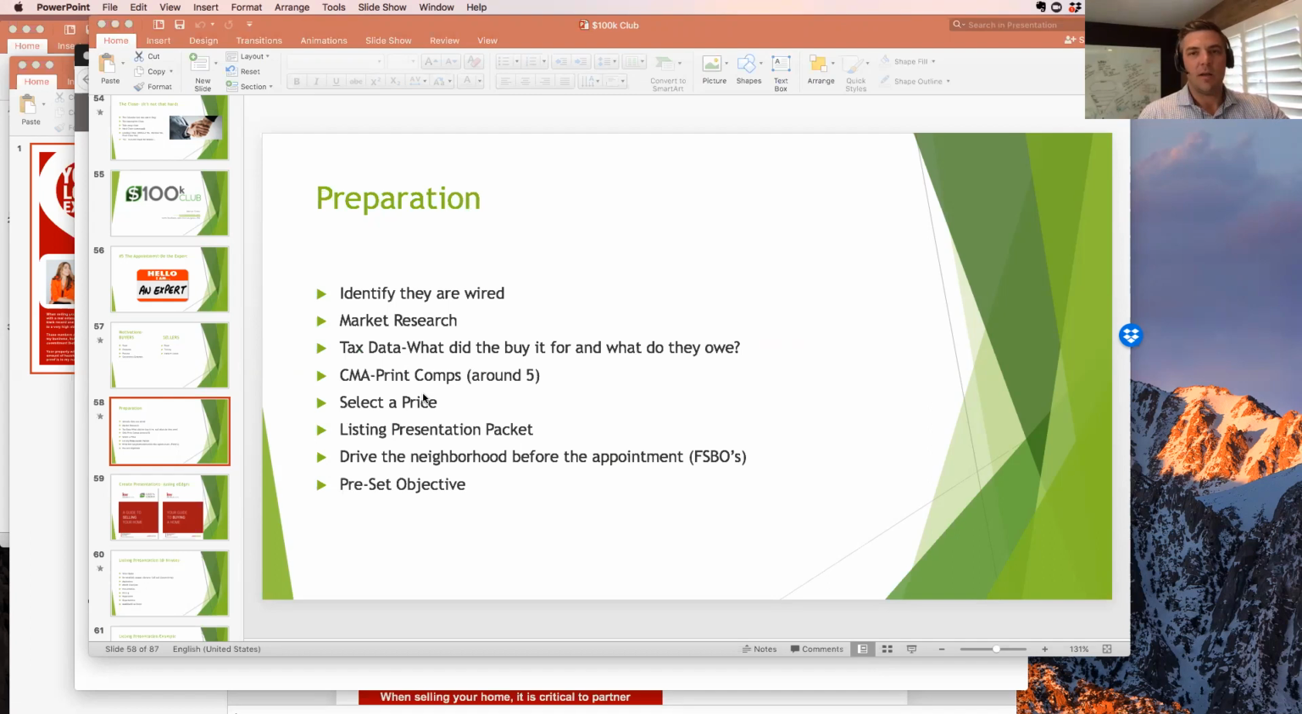Go in with an initial idea of what you feel like the price should be for you to sell the house. And while we're going to let them drive the price, you're leading them to the price that you pre-set or pre-decided that home is worth on the market. Don't forget, you are the expert.